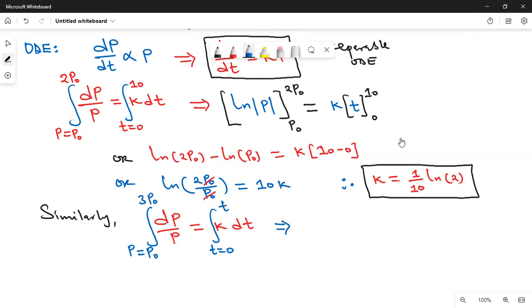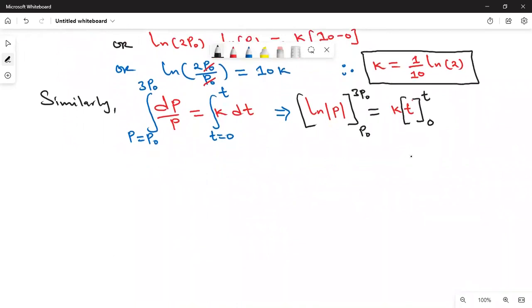So when I integrate this, what will we get? We are going to get ln p, and the limits are from p₀ to 3p₀, is equal to kt, and in this case our limits are from 0 to t. So let's plug in the limits of integration. On the left hand side, you can write log of 3p₀ minus log of p₀ is equal to k times (t minus 0).